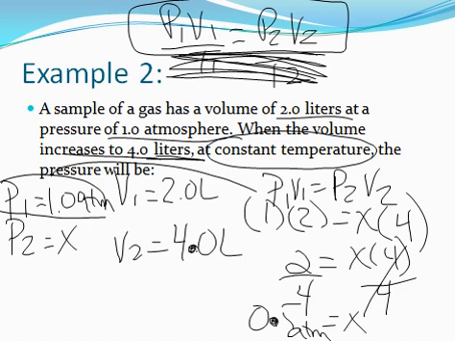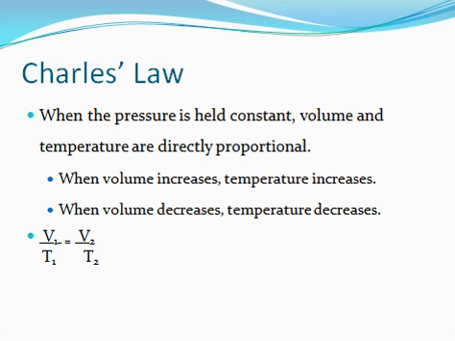Next, I want to look at one more relationship. The next one is called Charles' law, and Charles' law has to do with pressure being held constant. When pressure is held constant, the volume and temperature are directly proportional, meaning that as one goes up, the other one goes up. So if the volume goes up, the temperature goes up. If the volume goes down, the temperature goes down.